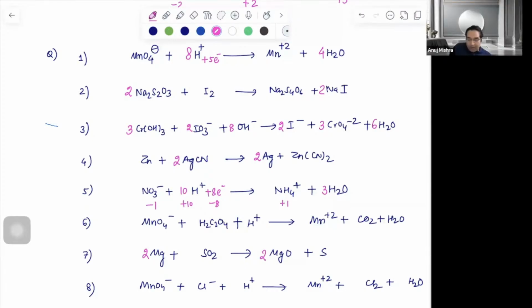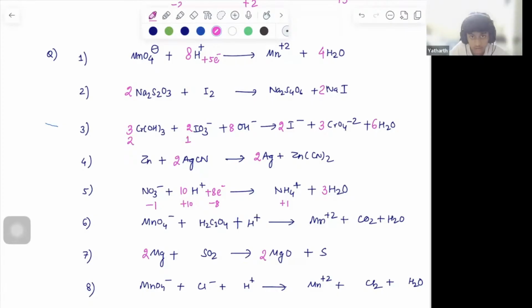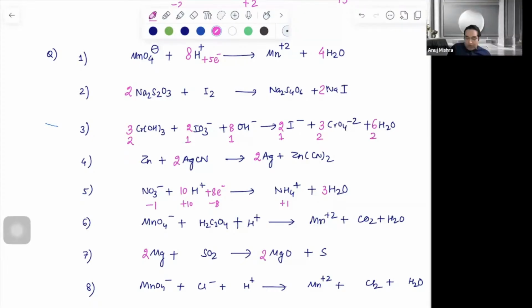Okay, so can you just tell me the numbers again? What should I write here? Cr(OH)3? Sir, 2. IO3 minus? Nothing there, so 1 only. OH minus? 1. I minus? 1. CrO4 2 minus? 2. Water? 2. And it's 3 electrons on the left-hand side. So 3 electrons are left.